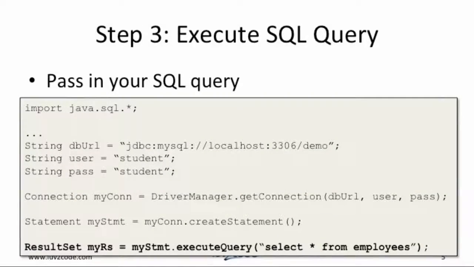In step 3, we use the statement object to execute a SQL query. So in our Java code, we'll have mySQL.executeQuery, select star from employees, and this will return a result set. So remember, we can pass in any SQL query that supports ANSI SQL. In this example, the SQL string is hard-coded, but you can also pass in any string object that you build up dynamically.